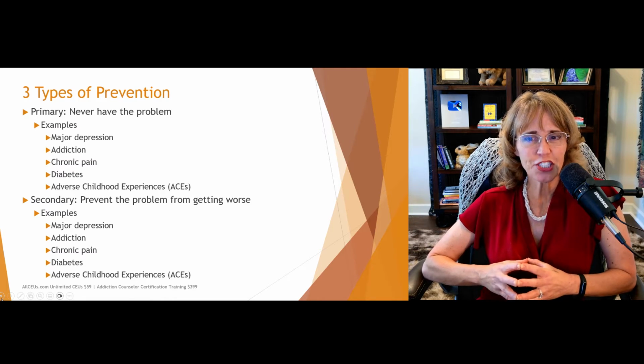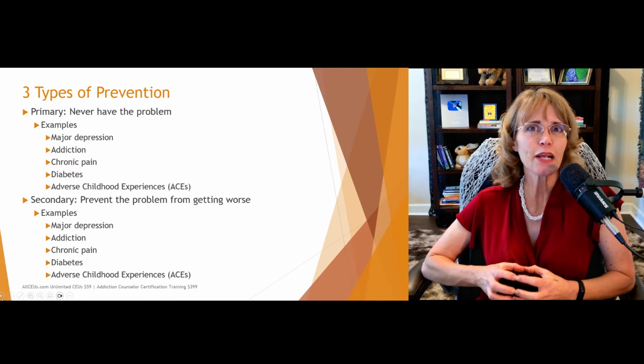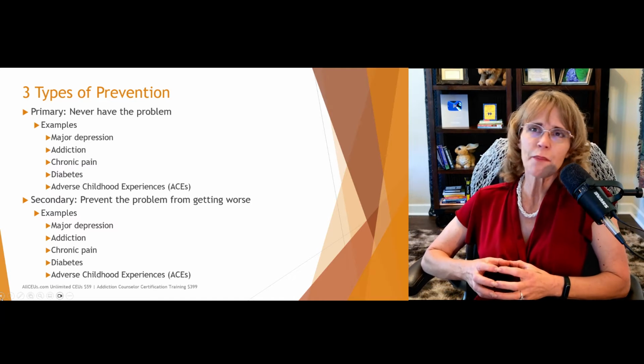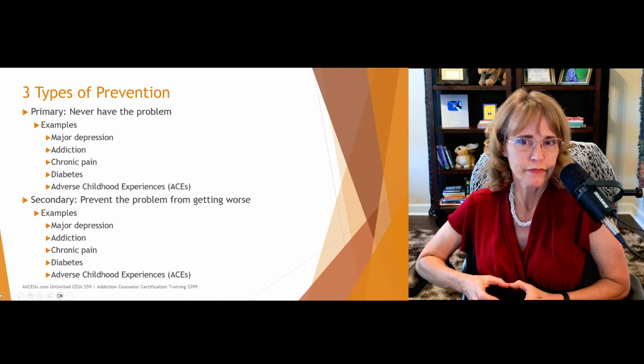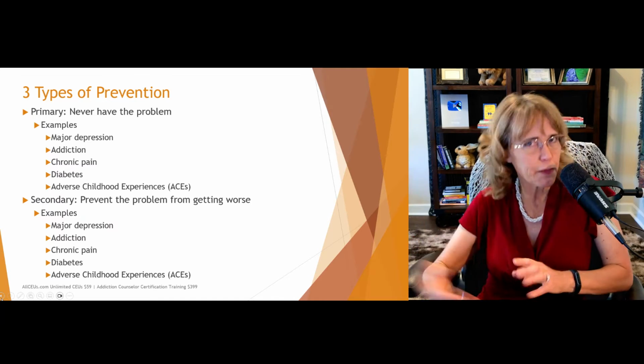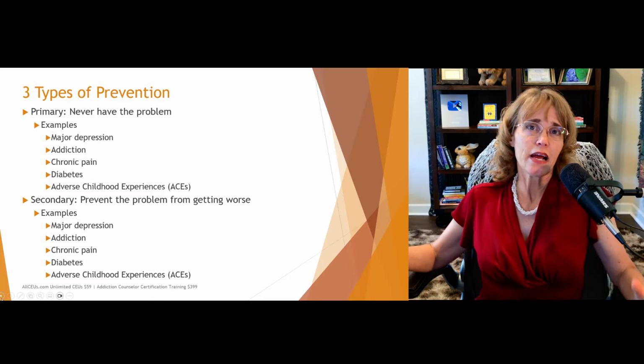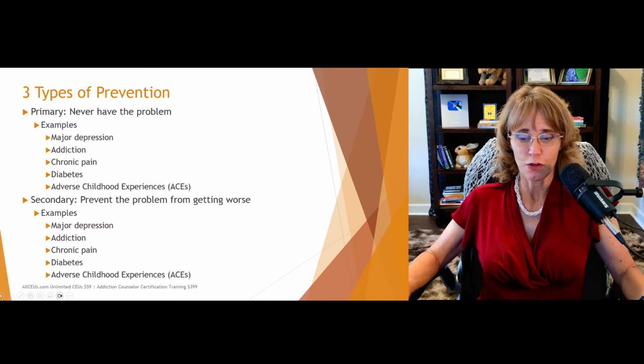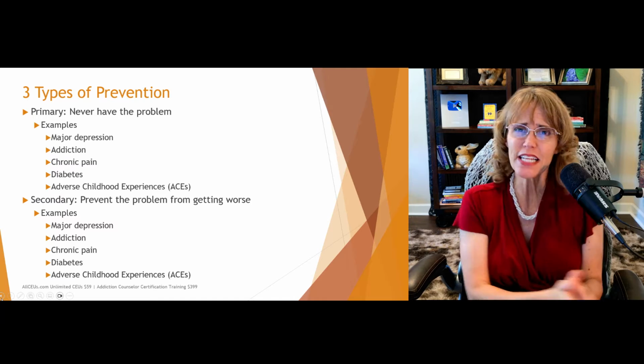Secondary prevention is preventing the problem from getting worse. Okay, somebody develops major depressive disorder or an addiction or chronic pain or diabetes. All right, it's there. It happened. Now, we can nip it in the bud, just like when you get a cold.